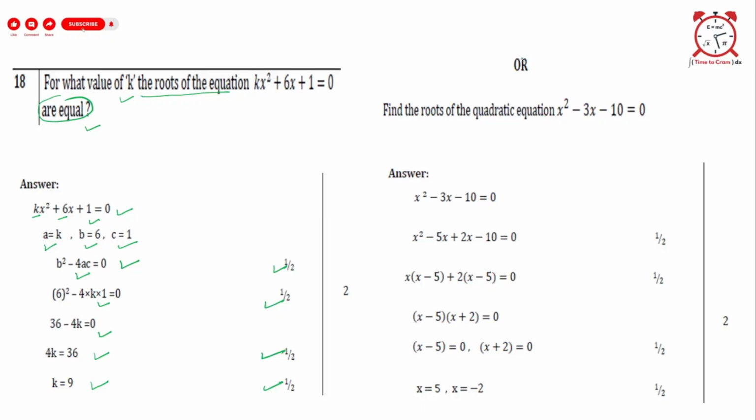Okay. Now in the internal option, the question is to find the roots of the quadratic equation. Here you have to find the roots of the quadratic equation. So you will have two methods. One is factorization and another is the quadratic formula. It is your choice. So split the middle term as minus 5x plus 2x, because minus 5 plus 2 is minus 3 and minus 5 multiplied by 2 is minus 10. So for that, half marks, then after making the proper factors and writing the roots of the equation, we will get our 2 marks here.